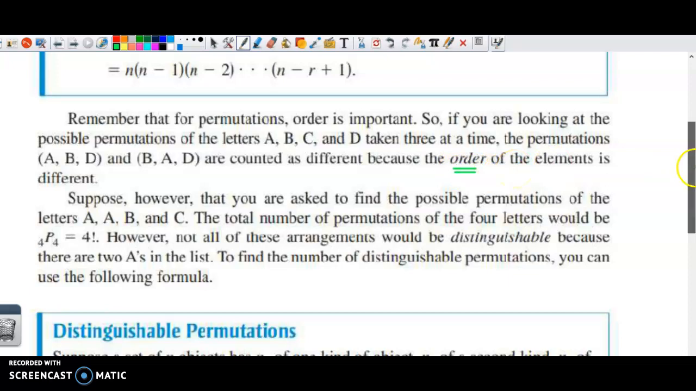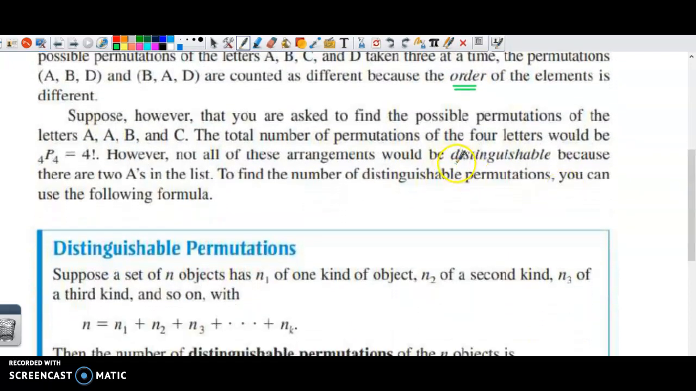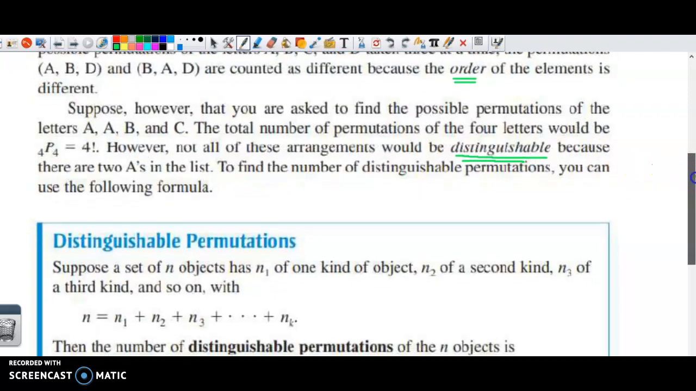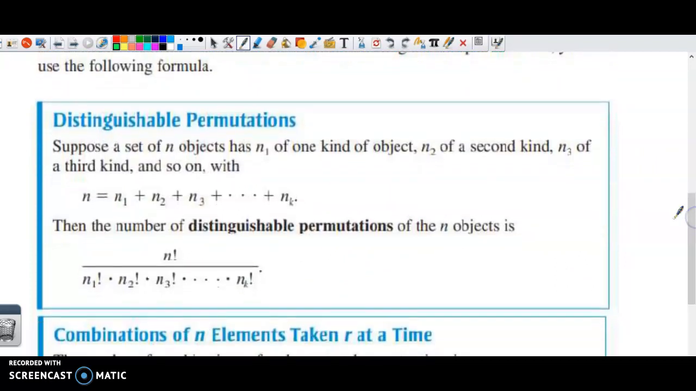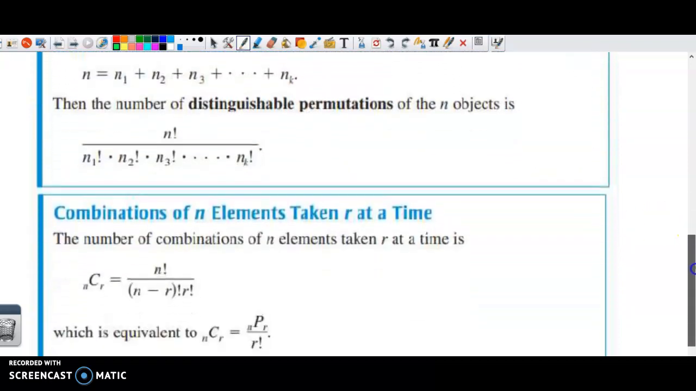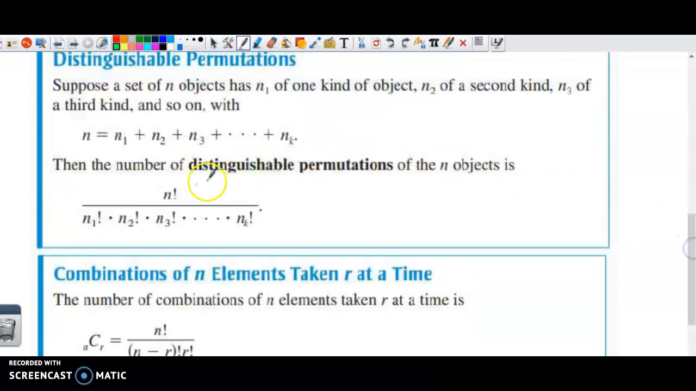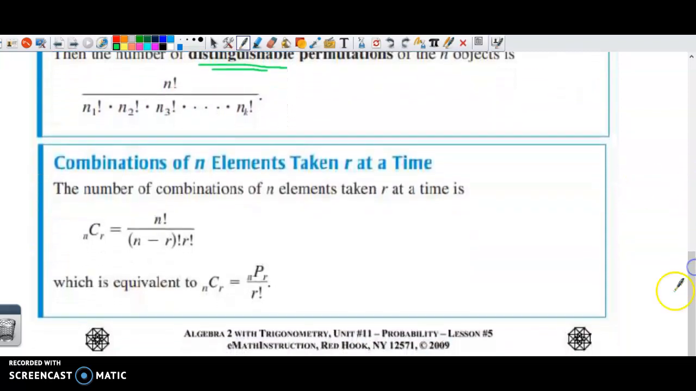And feel free to pause the video or read the notes more closely, because the next one that we have is what's called distinguishable permutations. What distinguishable means is basically that you might have some repeats. I think I have an example of this one very early in the notes. But what we do is this formula, and it will make a lot more sense when I actually get to that problem. But distinguishable might mean repeats. So just be on the lookout for that one.